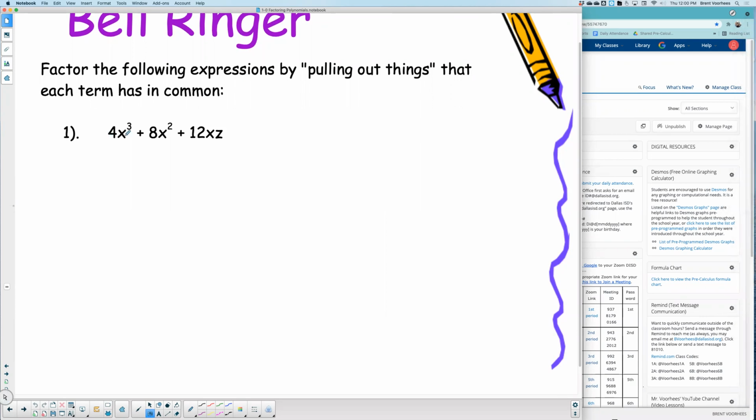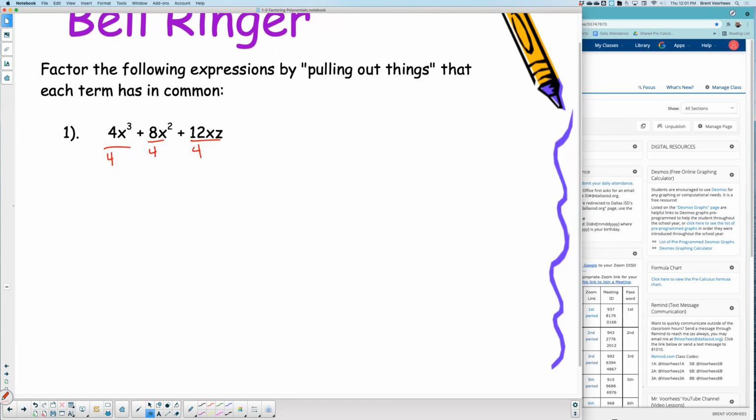So let's start with first, I'm going to differentiate. Let's pull out a common factor that's not the greatest common factor. What is a common factor between the numbers 4, 8, and 12? A number that's common, but that is not the greatest. 2. So someone could say 2 is a common factor because 2 can divide into 4x cubed. It can divide into 8x squared. It could also divide into 12xz. However, 2 is not the greatest number that can do so. What's a larger number that can go into all three terms? 4. So part of our greatest common factor would be the number 4.